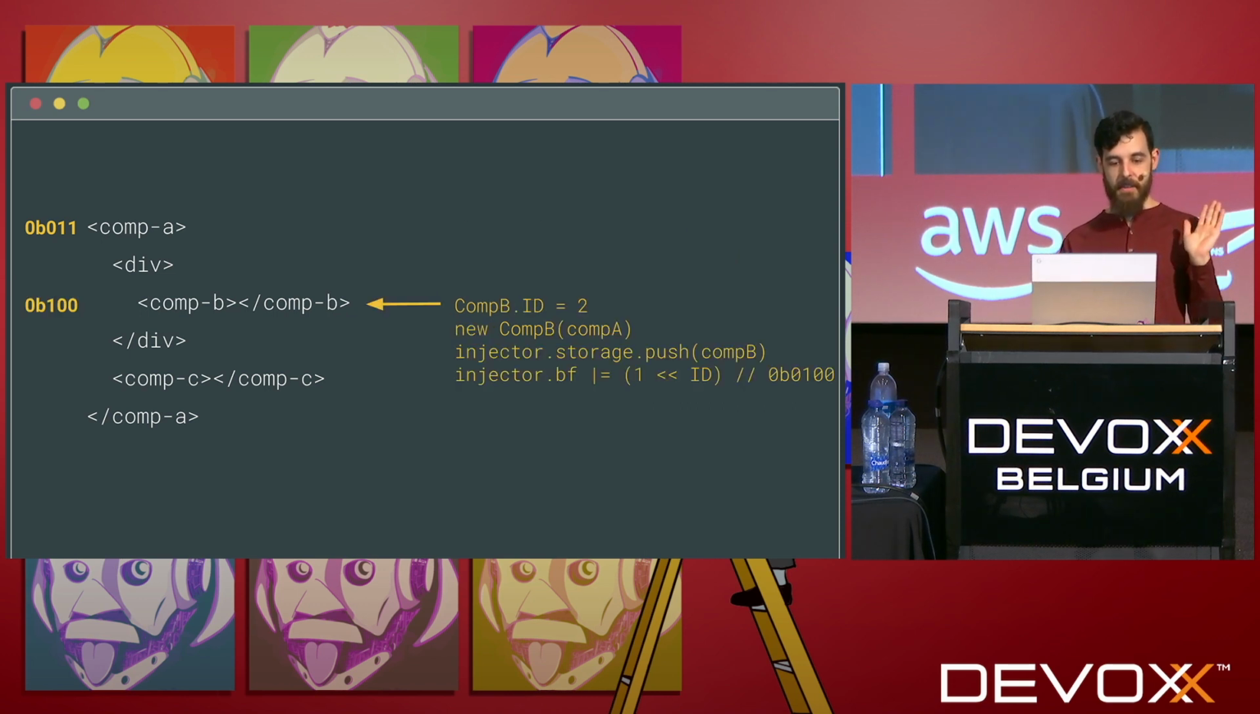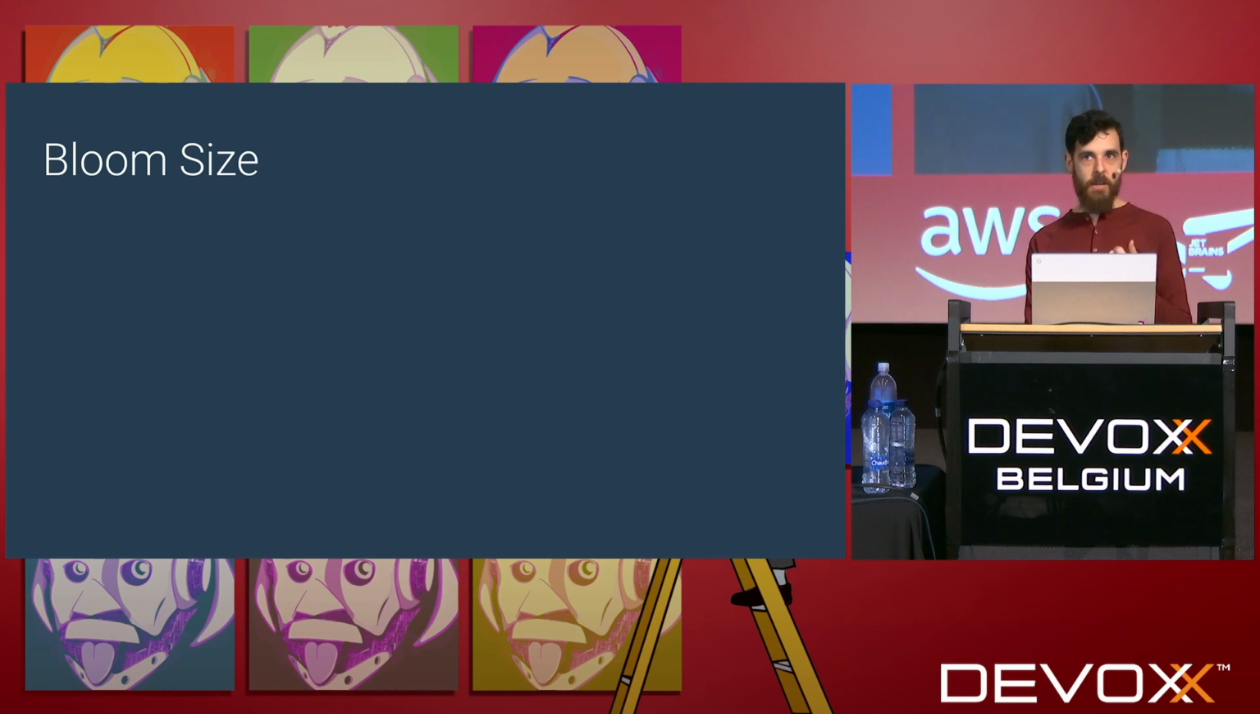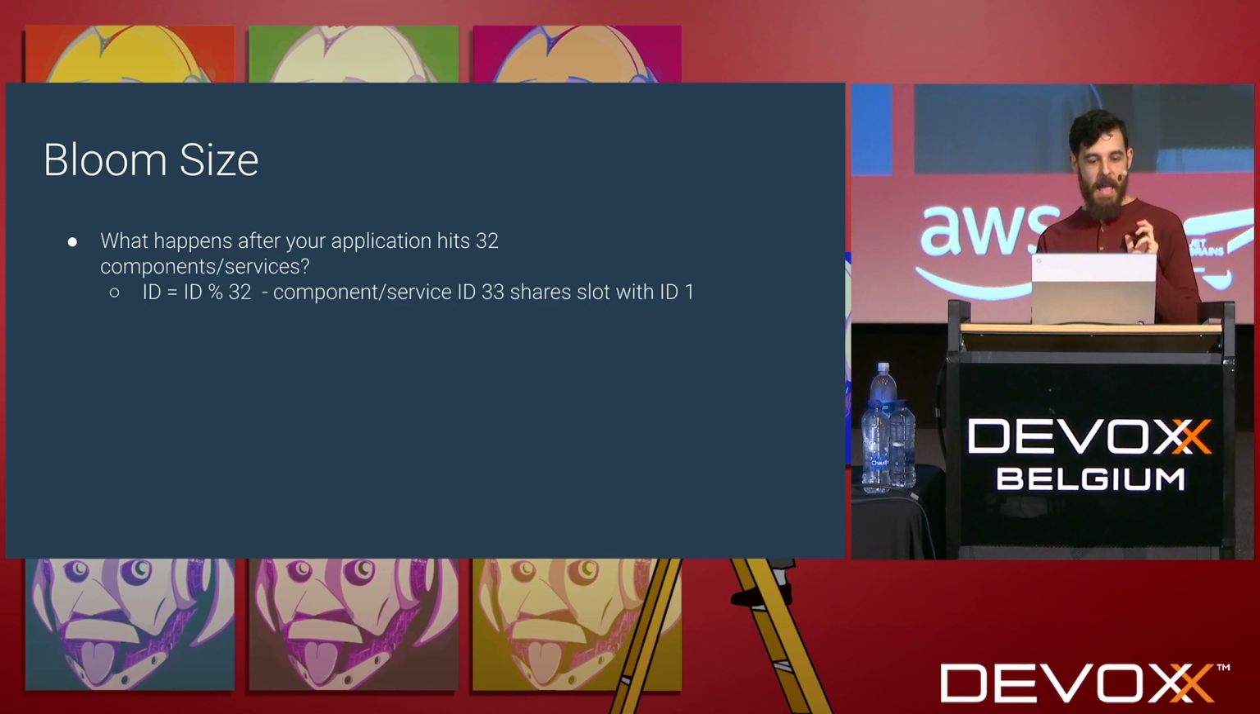And now all of this kind of raises an obvious question. Well, you only have 32 slots. What happens if you run out? And that's where the probabilistic part of this comes in.